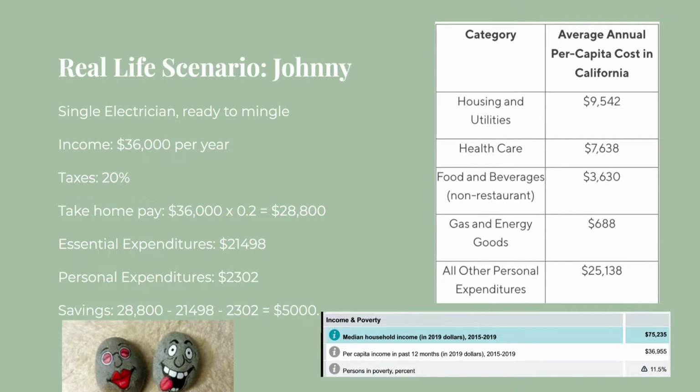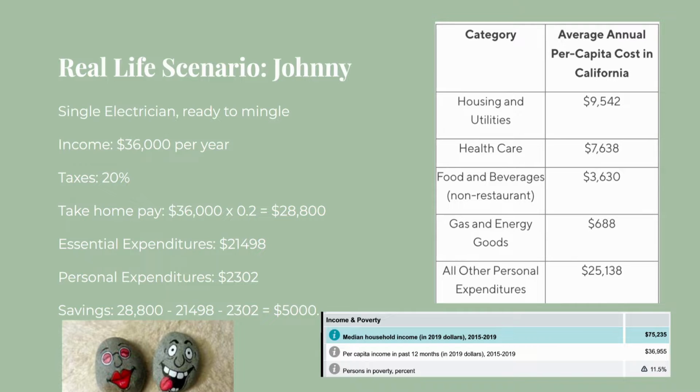Having kids increases costs, so by no means is this a one-size-fits-all. This is just one example. Now, into the numbers. Johnny earns $36,000 yearly. That's his salary. But accounting for 20% in taxes, let's say that Johnny's take-home pay is $20,800.